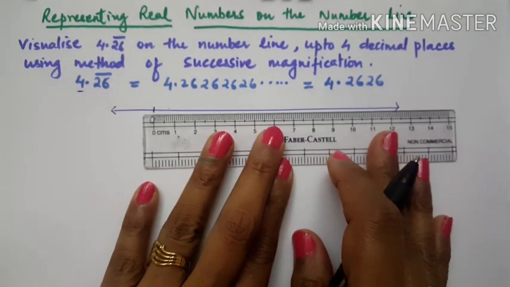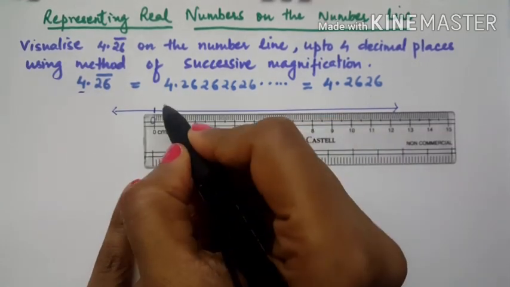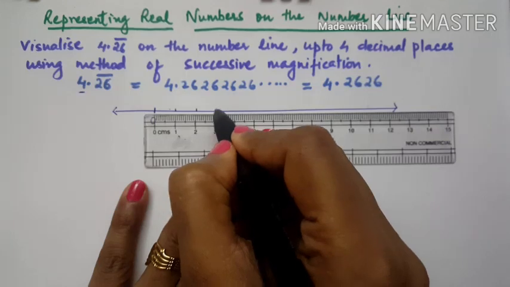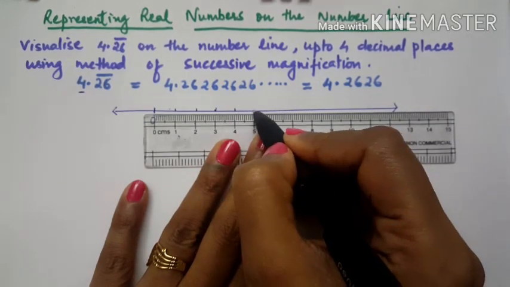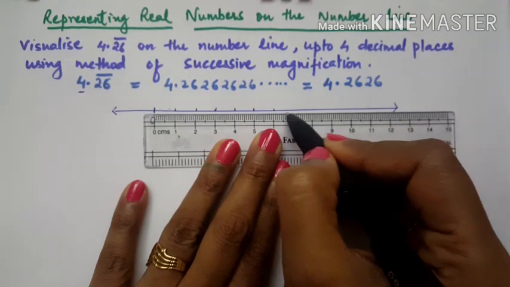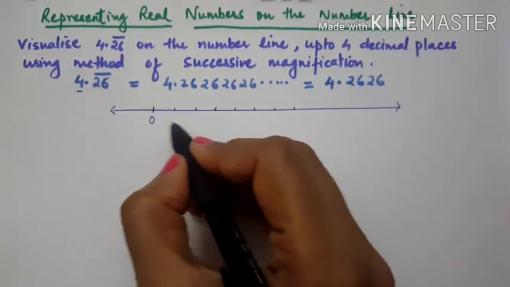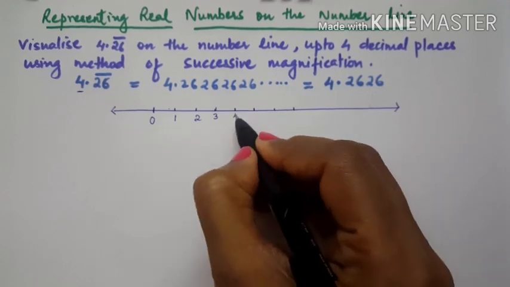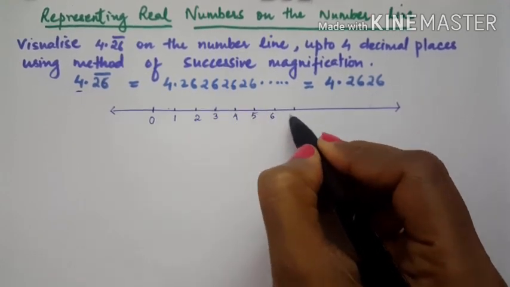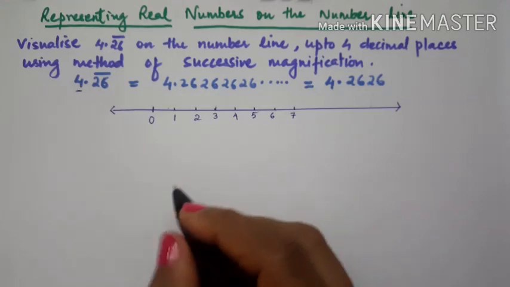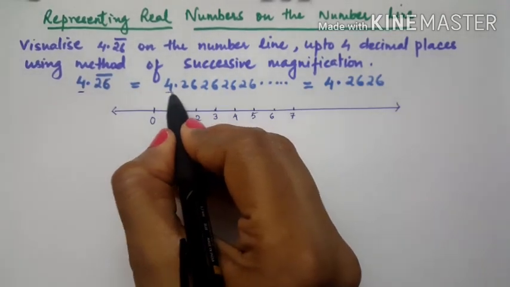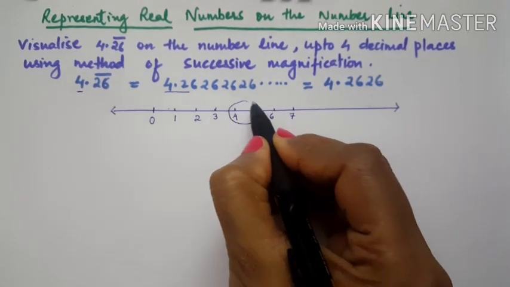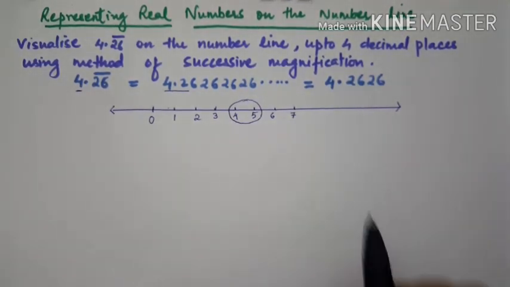Mark the points from 0 towards the right side of the number line and show 4 on it. Now 4.2 will lie between 4 and 5.